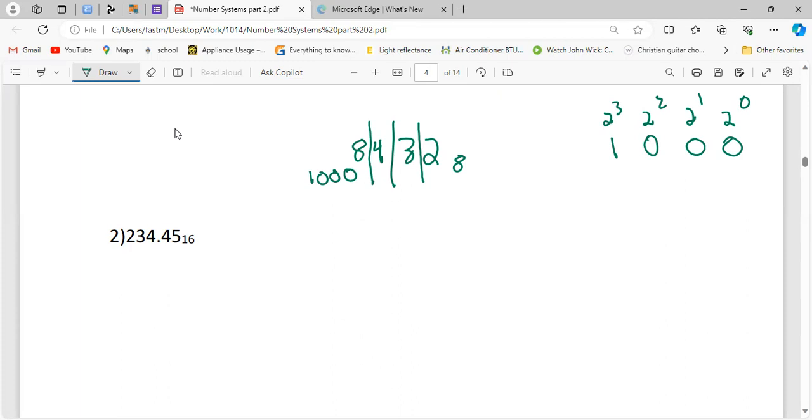And do the same thing for the 4. 4 will be what? 0, 1, 0, 0. And the same thing with 3 will be 0, 0, 1, 1. And 2 will be 0, 0, 1, 0, sorry. Yeah, and then you have it in binary. And obviously you know how to convert to the hexadecimal now, because it's in groups of 4 already.